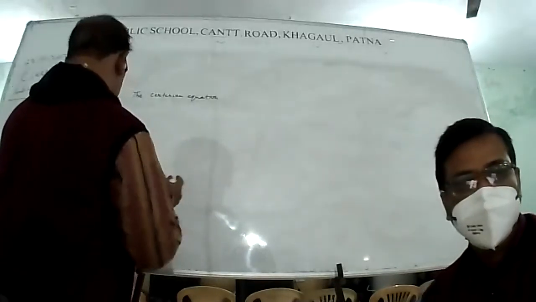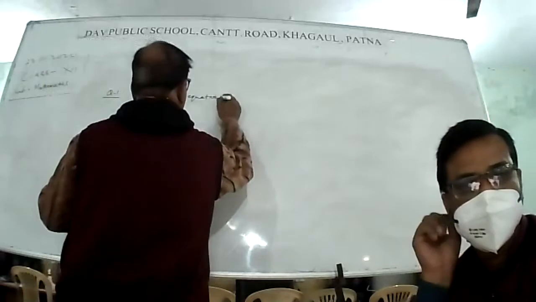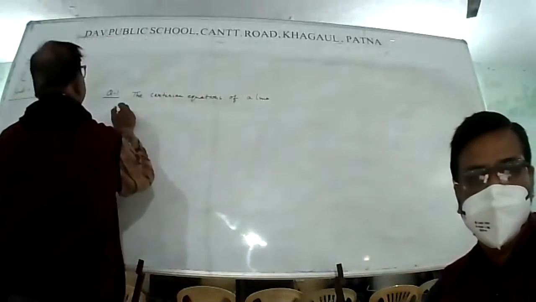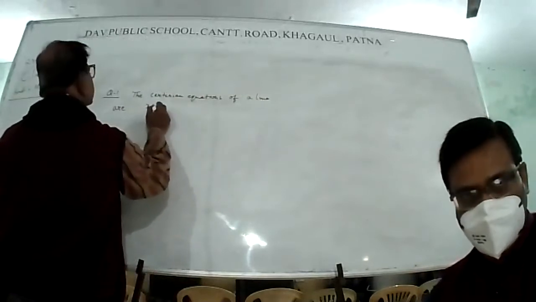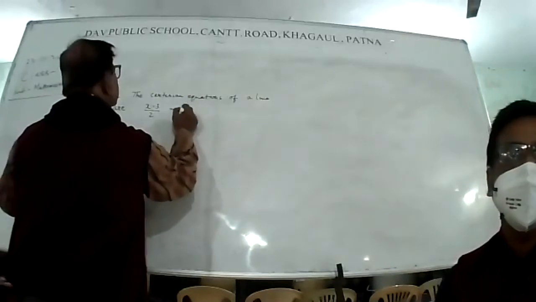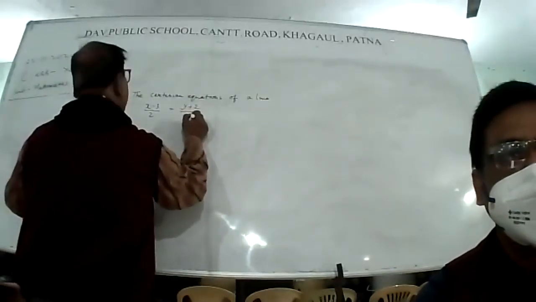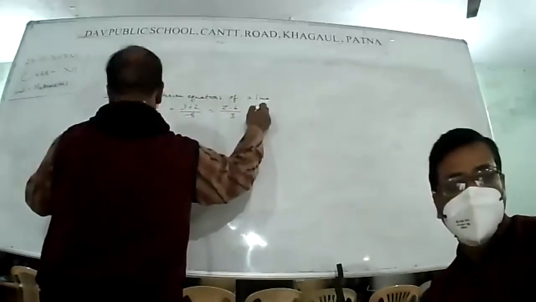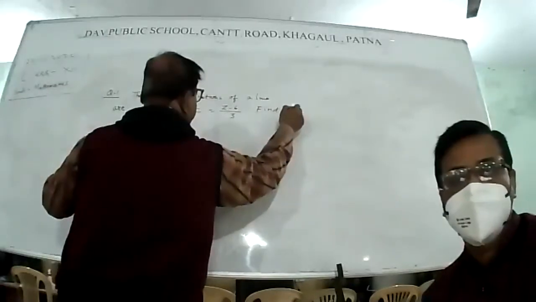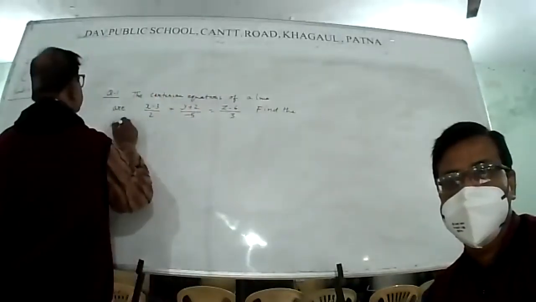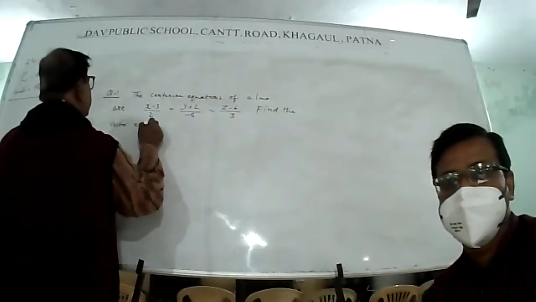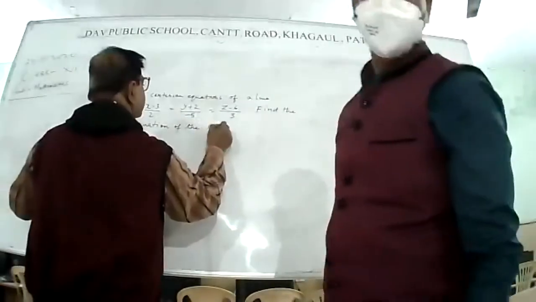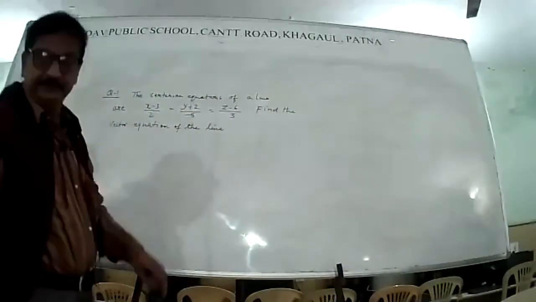The Cartesian equations of a line are (x minus 3)/2 = (y plus 2)/(minus 5) = (z minus 6)/3. Find the vector equation of the line.